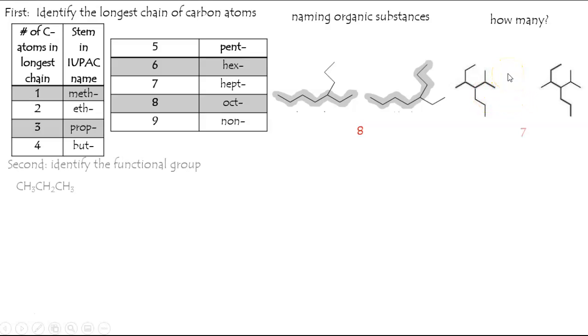Longest carbon-carbon chain here is actually 7 carbons, so 2 substituents. I think it's 1, 2, 3, 4, 5, 6, 7. We've got a methyl group here and a different substituent there. Perhaps you could call it an isopropyl group.